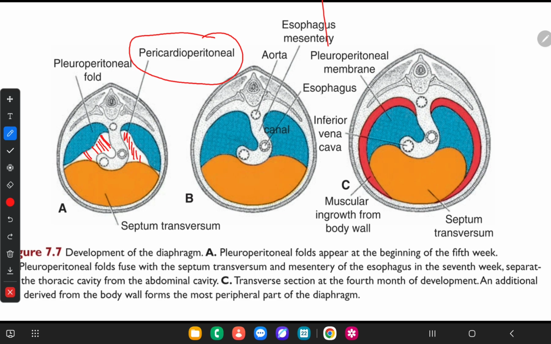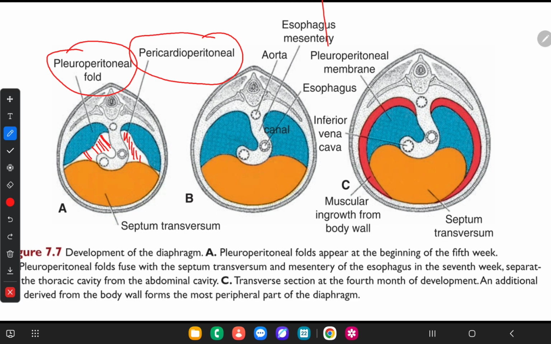So during further development, this opening between the prospective pleural and peritoneal cavities is closed by a crescentic fold, which is known as the pleuroperitoneal fold. This blue colored one is the pleuroperitoneal fold, which projects into the caudal end of the pericardioperitoneal canal.